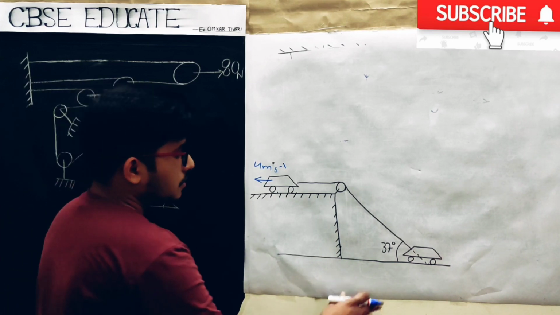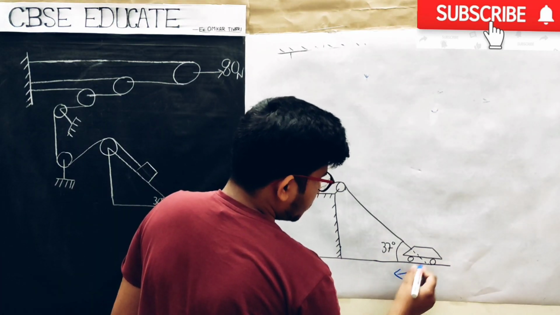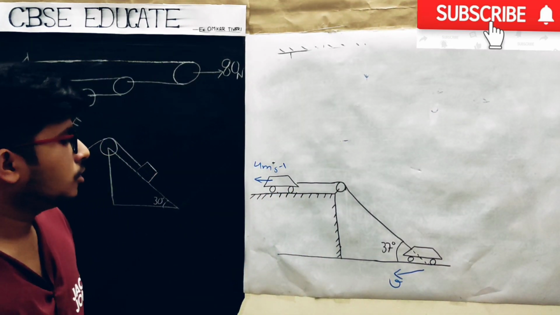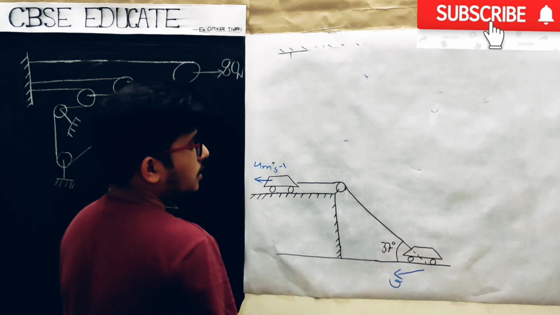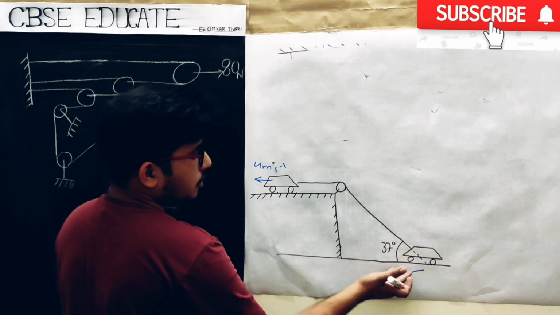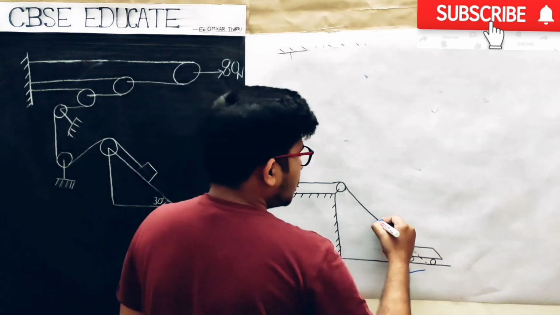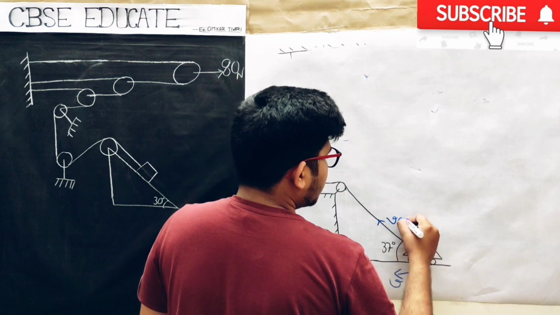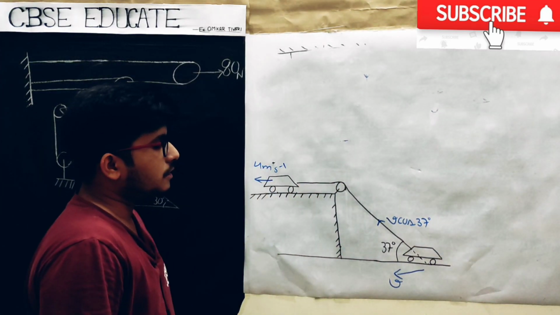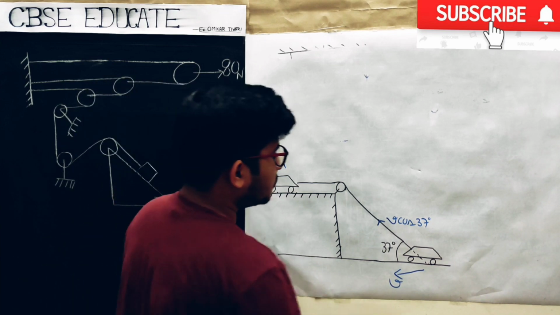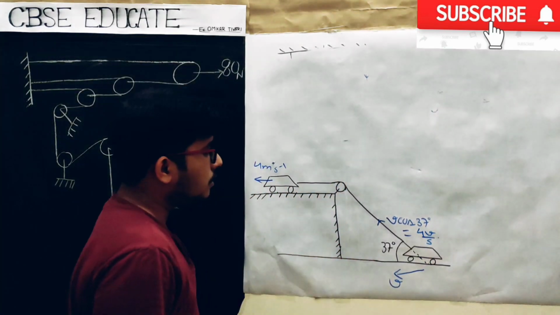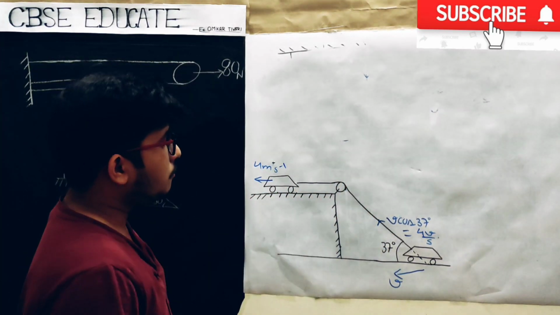See this. Suppose this velocity will be v in this direction, and the angle given to us is 37 degrees. Taking the component of v in this direction will be v cos theta, which means v cos 37. Cos 37 is 4 by 5, which means 4v by 5. So the velocity in this direction is 4v by 5.